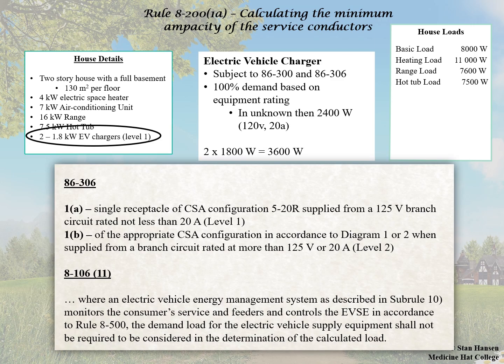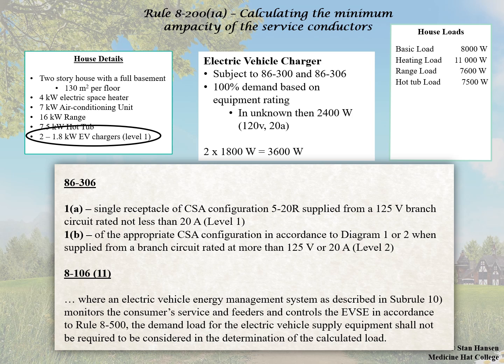The next thing 8200 tells us to deal with is the EV chargers. So there's a couple of rules that we have to pay attention to. First of all, 8200 says that we need to put in 100% of the rated demand of the EV charger. But what if you don't know what it is? Your customer just said, you know, I would like to have one.